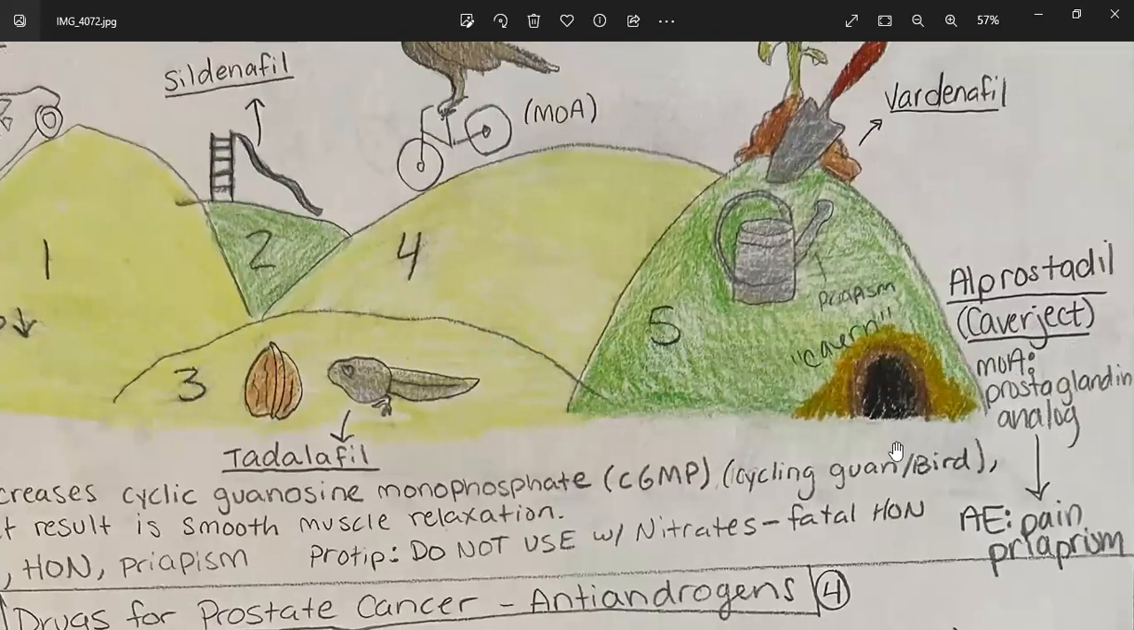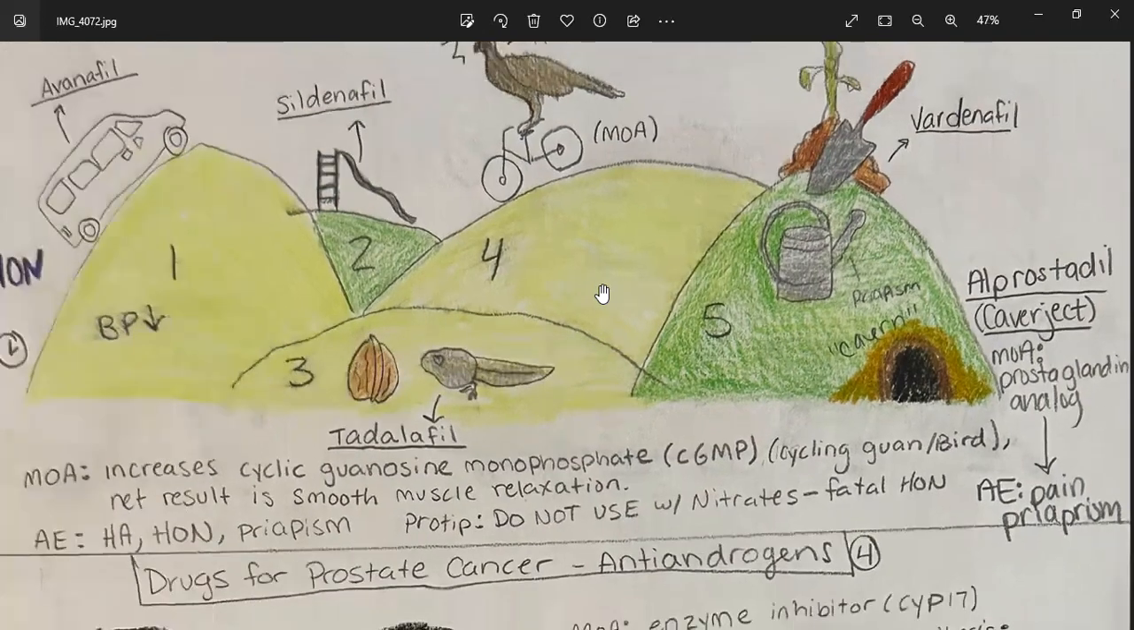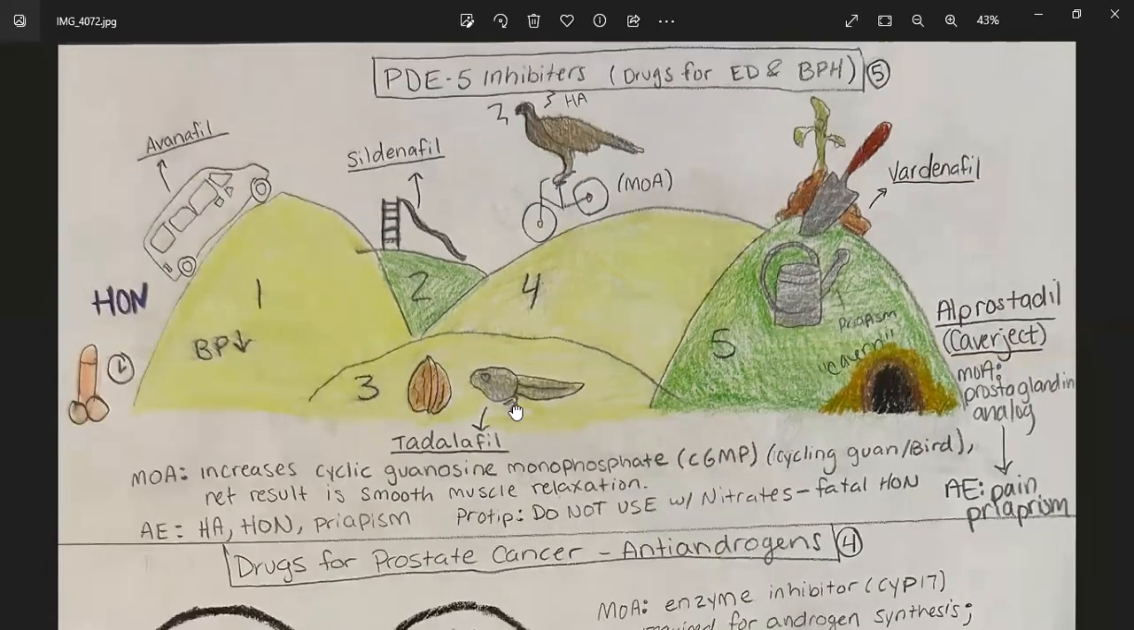And this is the one that you have to inject right into the penis before sexual activity, and it is a prostaglandin analog. And its adverse effects, as you can imagine, are pain and then priapism. All of these have priapism as an adverse effect. And so that's a longer than usual erection.